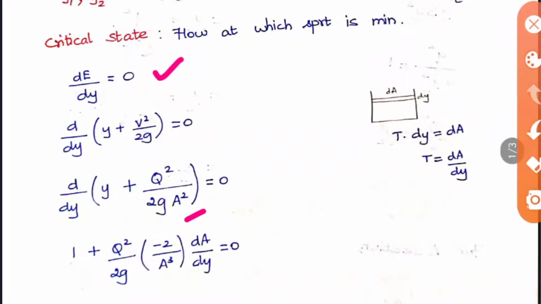So when you differentiate with respect to y, you will be getting 1. And when you differentiate this term, you will be getting q square by 2g into minus 2 by a cube into dA by dy. So the A I have differentiated again.